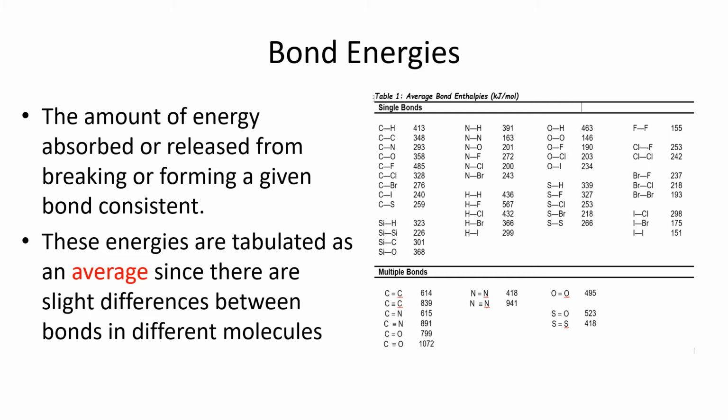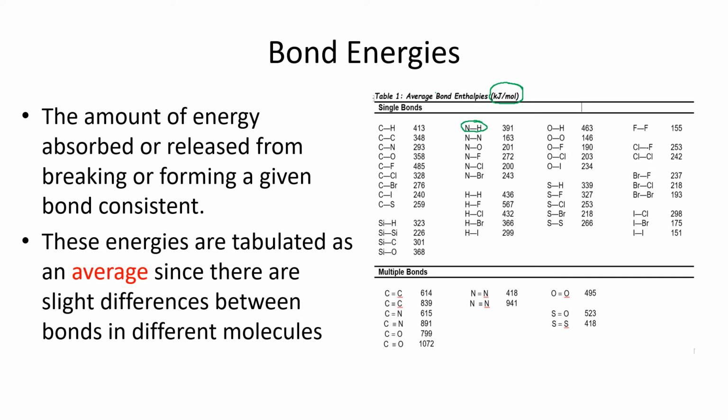Now, thankfully, we don't have to work out our own bond enthalpies. It's all been done for us. So if you look in your textbook or online, you can find tables of bond enthalpies, and you see them listed in terms of kilojoules per mole. And so that is the amount of energy either given off when this bond forms, or that's the same amount of energy that will be required when this bond is broken.